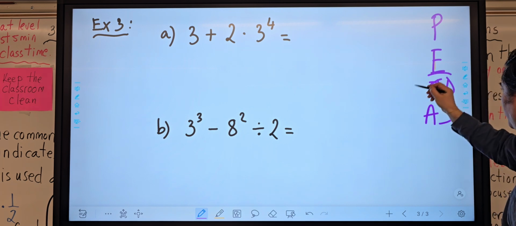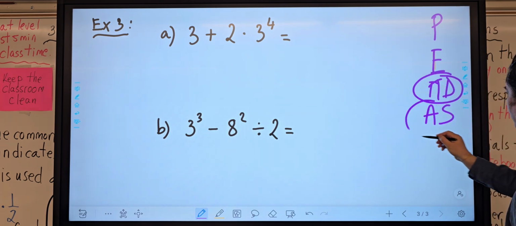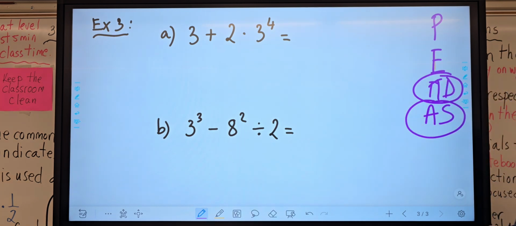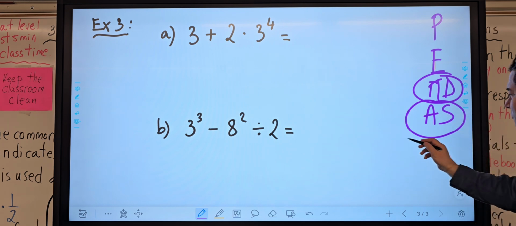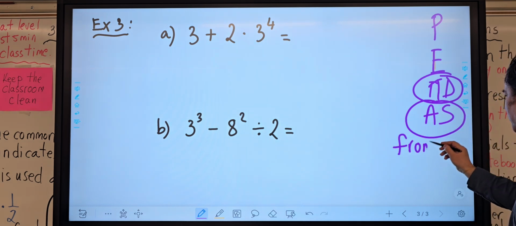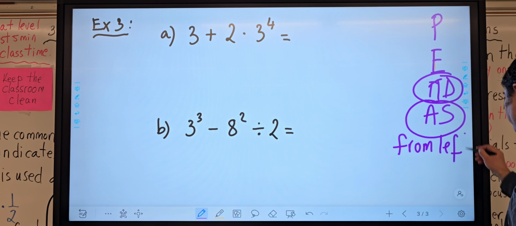And you see I'm grouping multiplication and division and addition and subtraction, because here we are going to go from left to right.